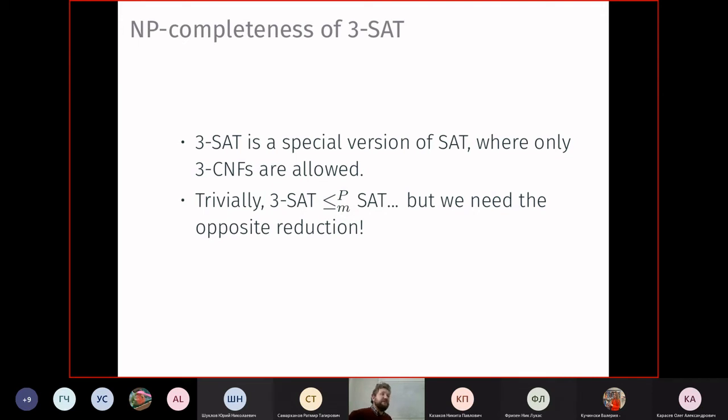But we need the opposite reduction. We'll show that SAT is reducible to its particular case. And then we'll have the following by transitivity. Any NP problem A is reducible to SAT. SAT is going to be reducible to 3SAT, which will mean that 3SAT is also NP-hard. And 3SAT is the main NP-hard problem usually used in practice. So let's show that.